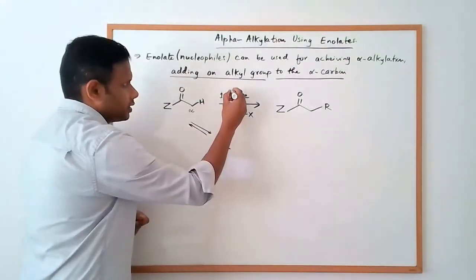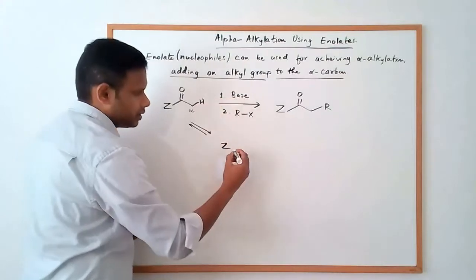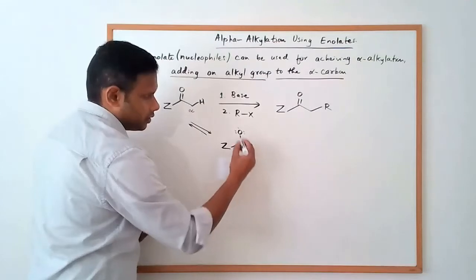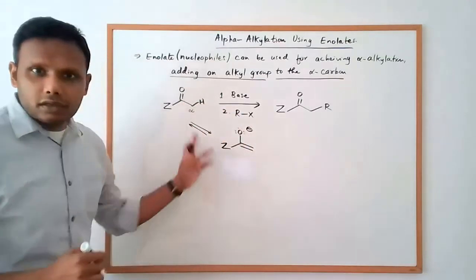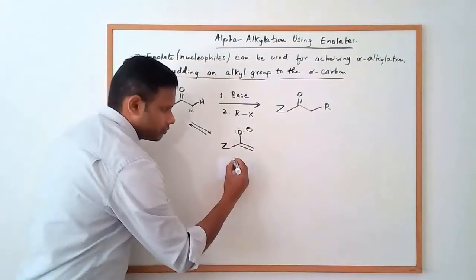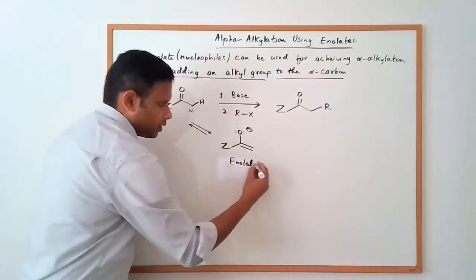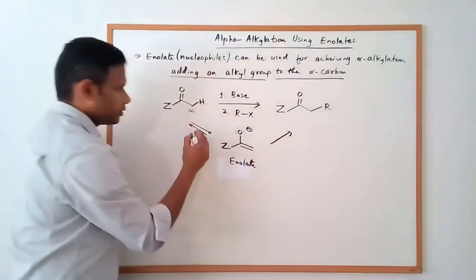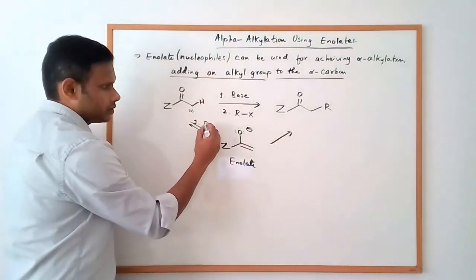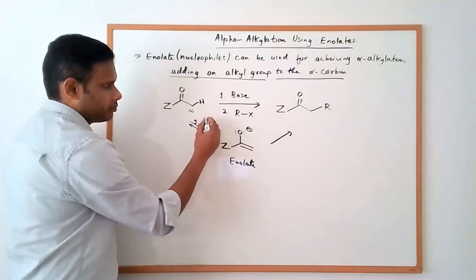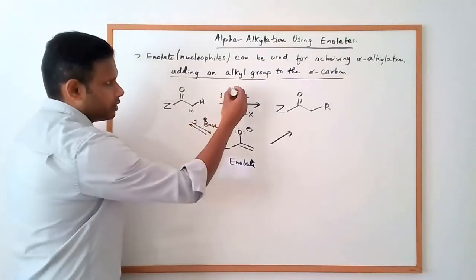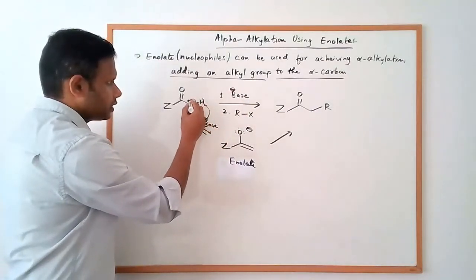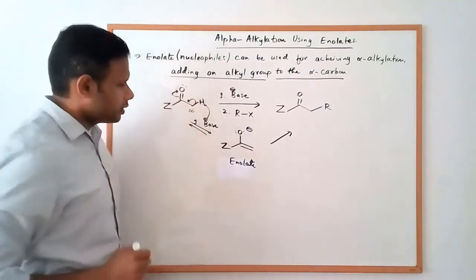So the base can deprotonate the alpha hydrogen, and that will give us the enolate corresponding to this compound. So this is the first step, with base. The base may have a negative charge on it, so it can deprotonate, and that's how we make the enolate here.